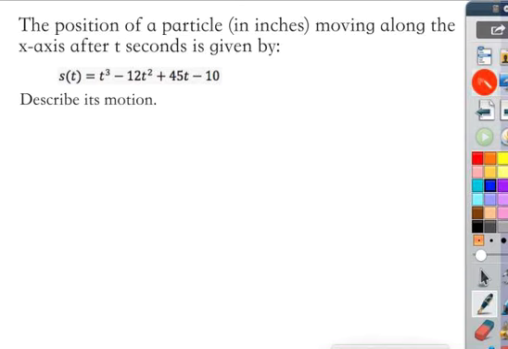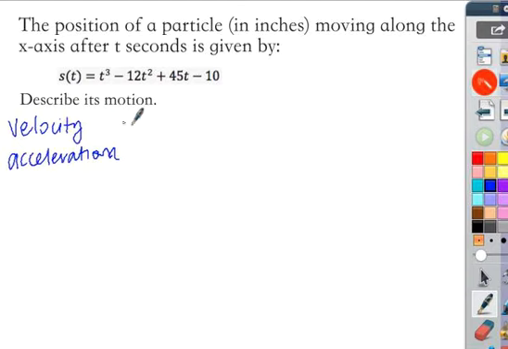Okay, if I'm given a function describing the position of a particle in inches, and I'm told to describe its motion, we can do it like this. I'm given a position function, so I know the first derivative is going to be my velocity function, and the second is going to be my acceleration.